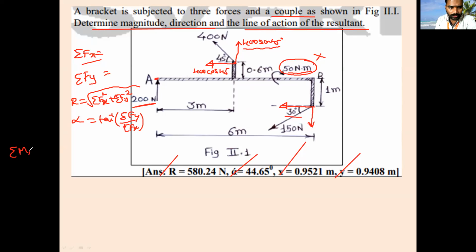So moment about A. How to calculate moment about A? See, this 200 force is passing through A. Will it produce any moment? No, it is zero. So it will not produce any moment because it is passing through the given point.